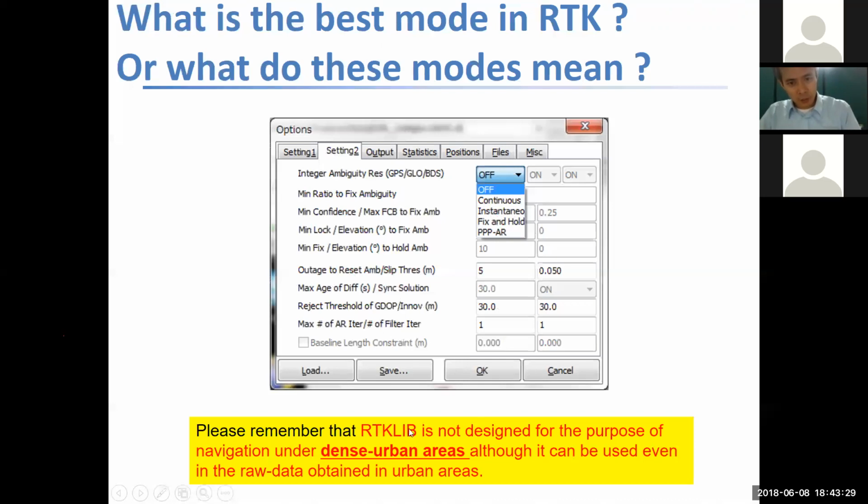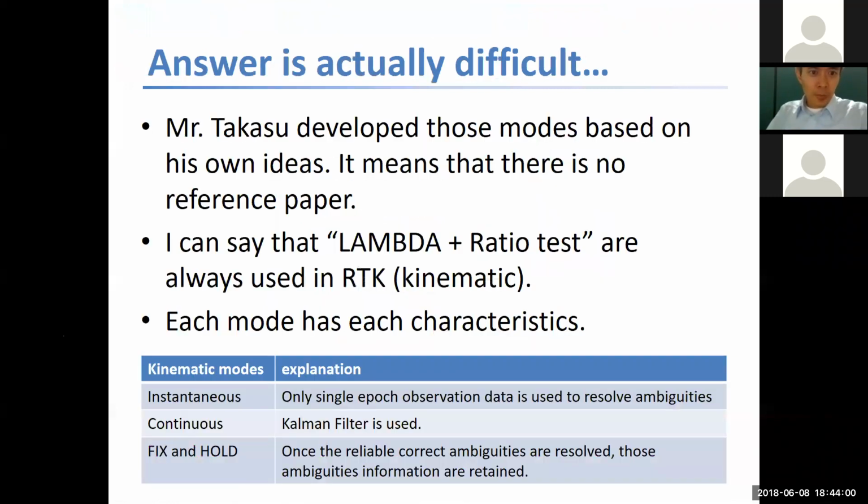Before we explain these differences, RTKLIB is not designed for the purpose of navigation in dense urban areas. Mr. Takasu always talks about that. Although it can be used even with the low-quality data obtained in urban areas, RTKLIB is originally for open sky mode.